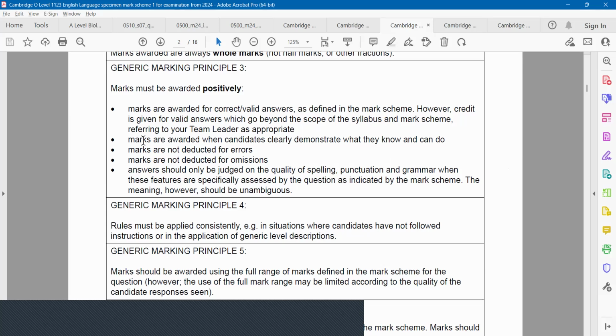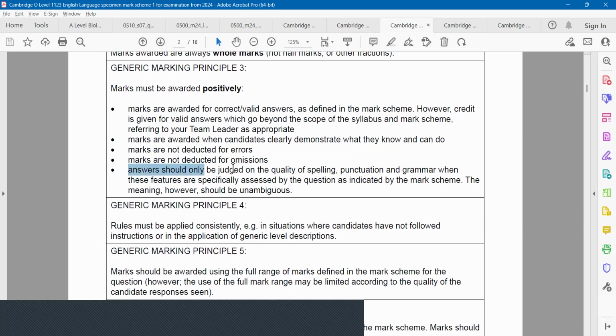If the candidate demonstrates what they know and can do, so they're doing what they're supposed to, you get a mark. Again, no marks are deducted for errors, no marks are deducted for omissions. So if you've cut something out, you're not going to lose marks. You're not going to be graded for it either, but there's no loss.